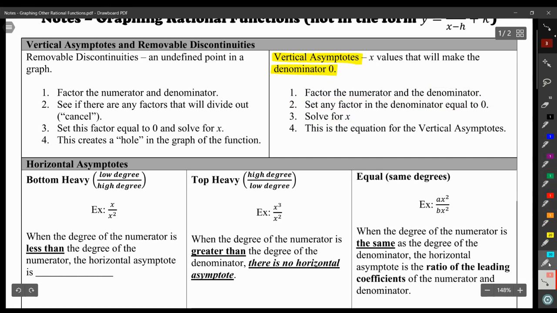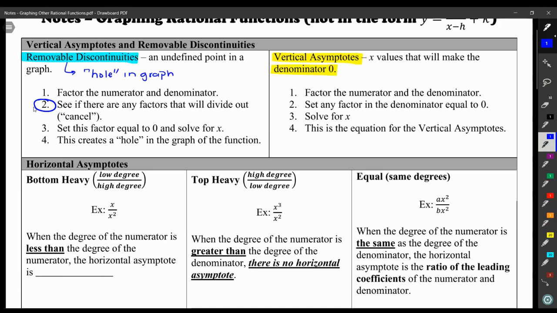But related to a vertical asymptote is something called a removable discontinuity. What a removable discontinuity is, this is a hole in your graph. Basically, it's an x value that you're not allowed to use, but it's not a vertical asymptote. And how you create these holes in your graphs, these removable discontinuities, is you factor the numerator and the denominator, and then you see if there's any factors that cancel. So if you have the same factor top and bottom, that creates a removable discontinuity.